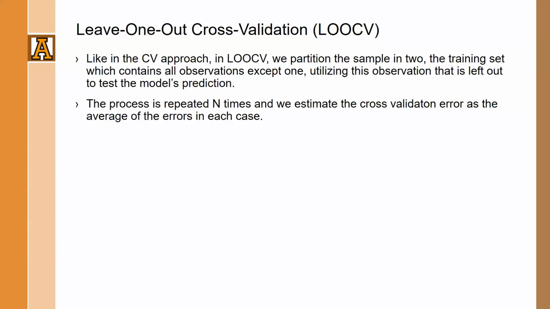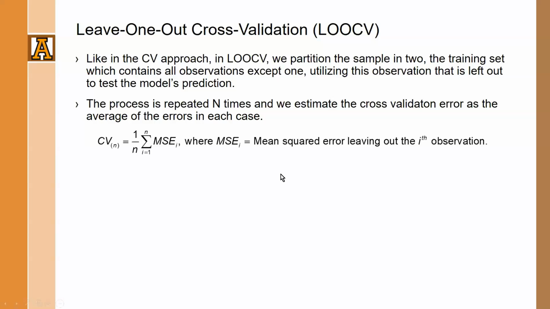We repeat this process n times. So we have many data points. If we have 1,000 observations, we will be doing this process 1,000 times. And we compute the cross-validation error as the average of the errors in each of the n times that we computed that. So the first time we get an error when we predicted the nth observation. The second time we get an error when we predicted the n minus 1 observation, and so on. And the average of those errors, we take that as the cross-validation error. That's the error estimated by cross-validation, leaving out 1.